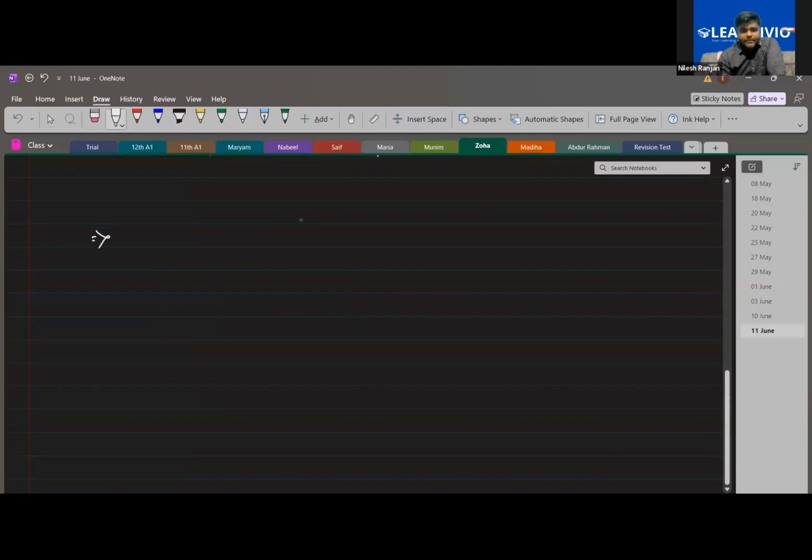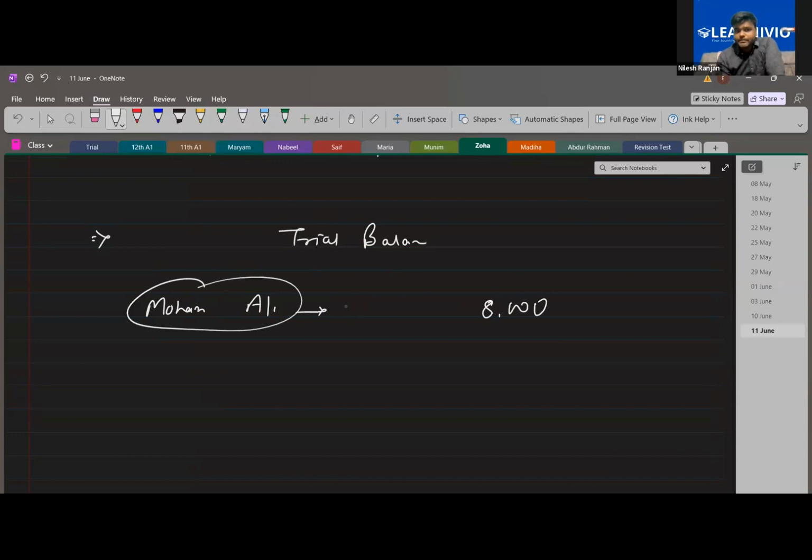Let's say in trial balance, there is an item called Mohan account. Now, in trial balance, only balance will be written here, let's say 8,000. But if we have to go through the details of this account, then you have to go to ledger.